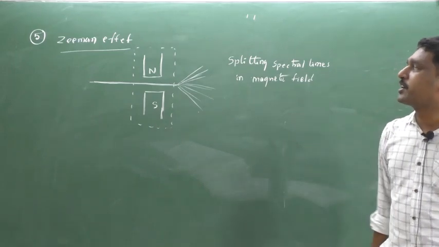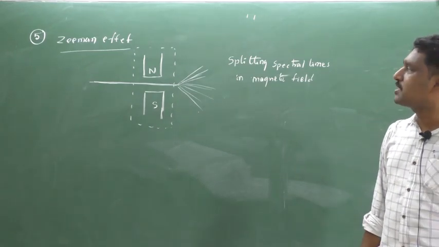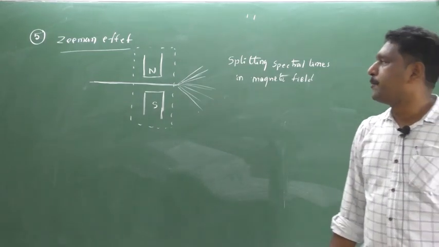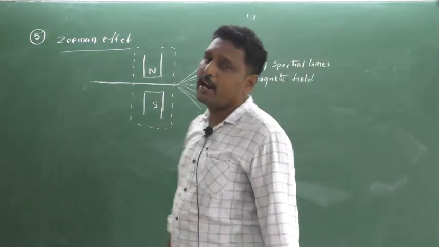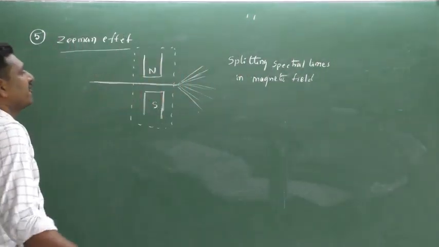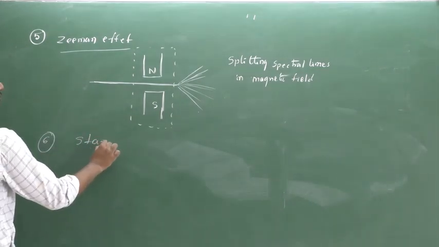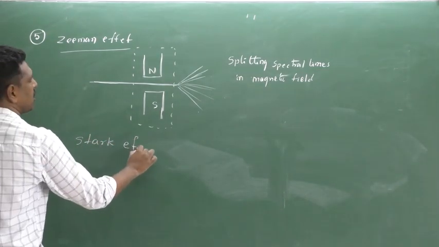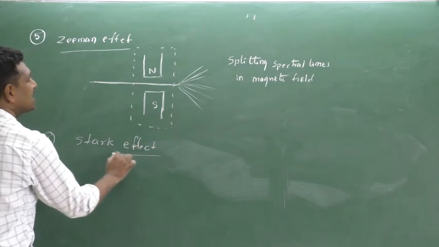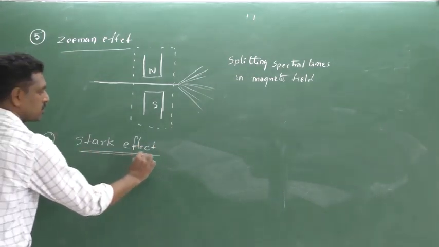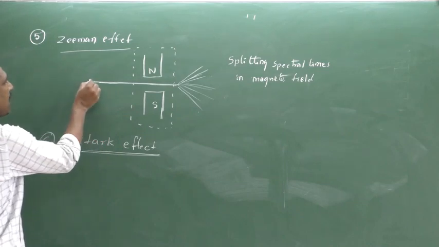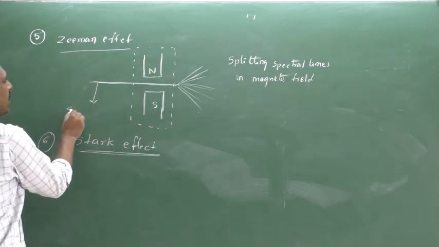Why is the Zeeman effect caused? What is the reason for that? It failed to explain that. After that, it also failed to explain the Stark effect. What is the Stark effect? Here, this is a spectral line.